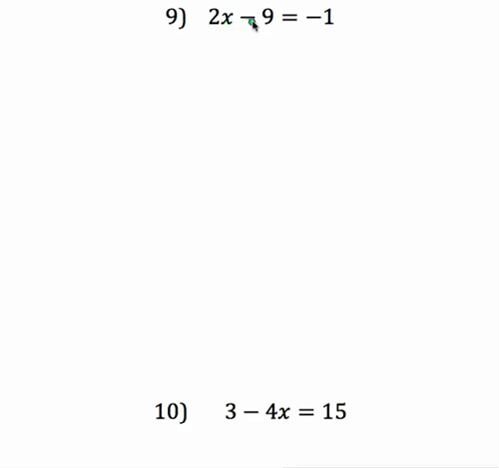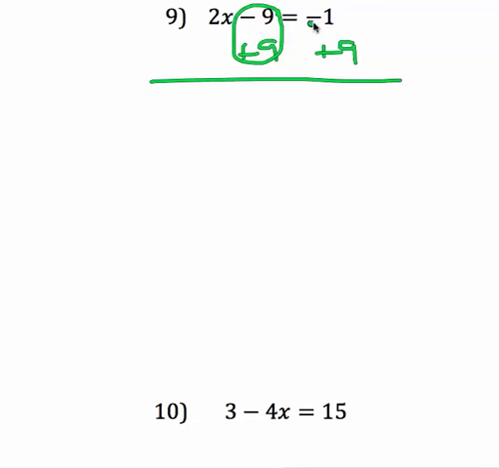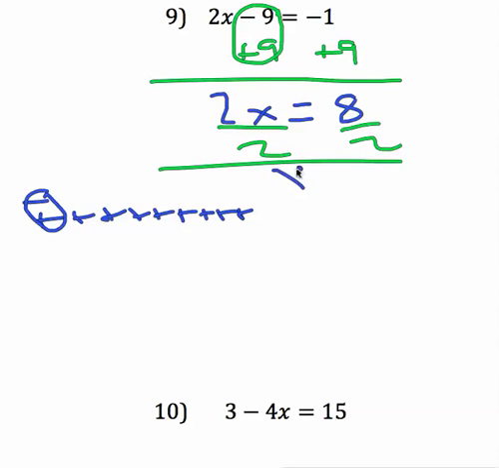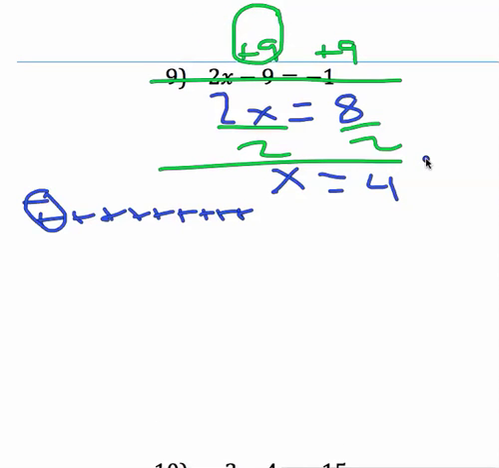X is being multiplied by 2 and then subtracted by 9, so I'm going to add 9 because 9 is the inverse of subtraction. I need to add 9 to both sides because this is an equation. On the left side I have 2x equals negative 1 plus 9, that's 1 negative and 9 positives. So it makes 1 zero pair and I have 8 positives left over. I'm going to divide both sides by 2 and get x is equal to 4.